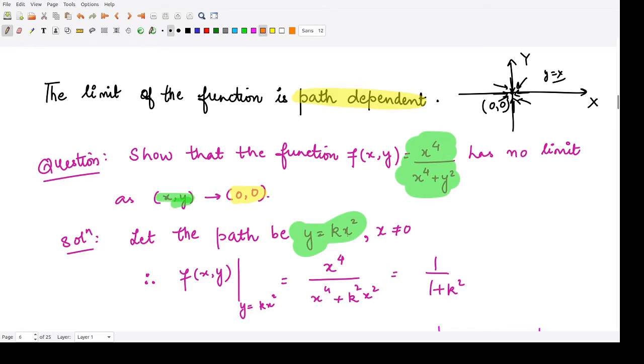So here why I have chosen particularly x square, because if you see the powers here, the power of y is 2, power of x is 4.